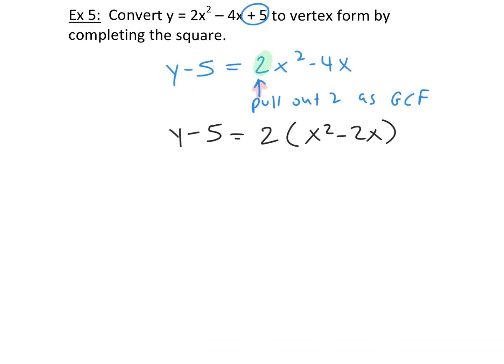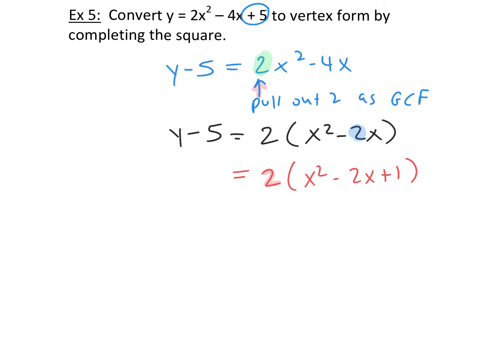Now here comes the tricky part. Well, not yet. I'm going to complete the square. So I'm going to take half of b. B is in here. B is this value here. I'm going to take half of b and square it. So that's going to be -1 squared is 1. I'm going to add 1, but I'm going to add it in the parentheses on the right side. So I'm going to do this. X squared minus 2x plus 1.